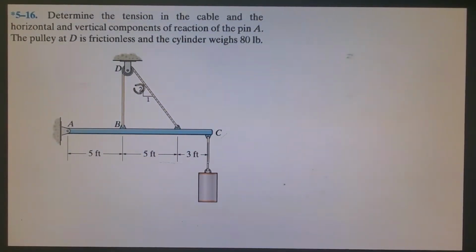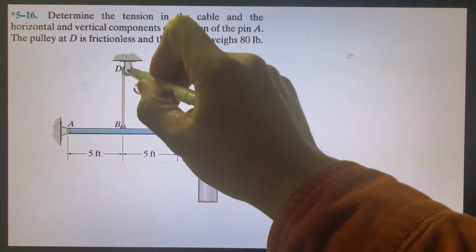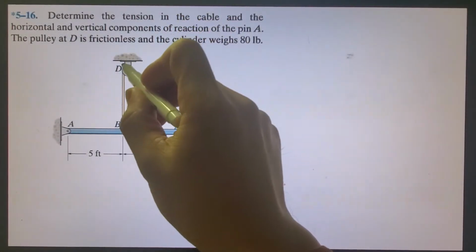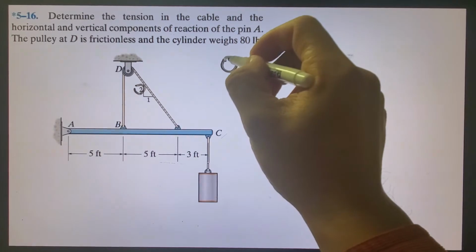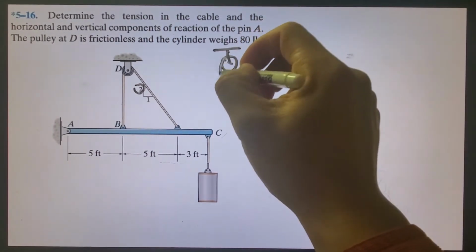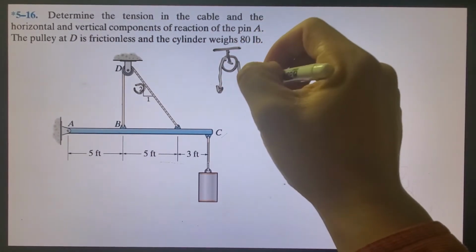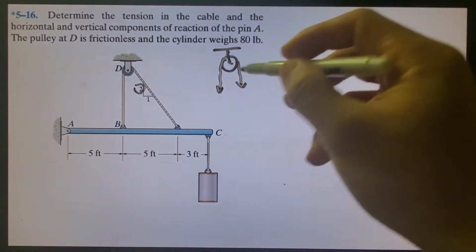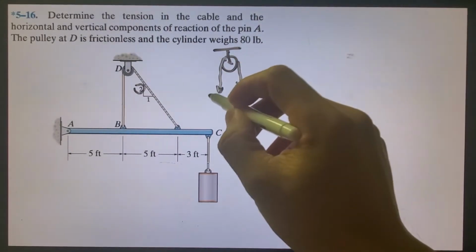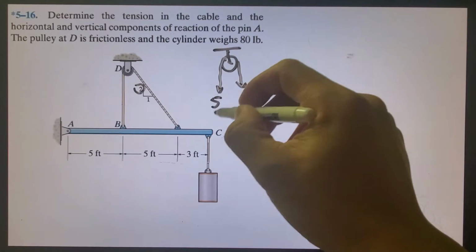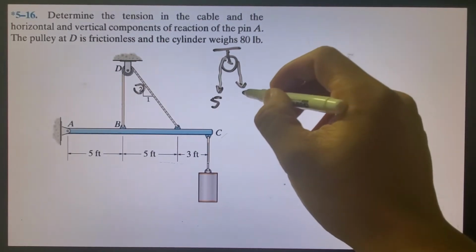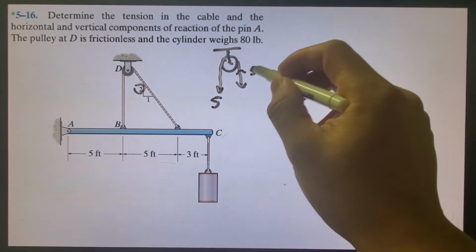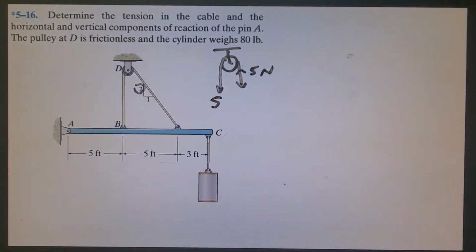All right, let's look at this problem. This is a pulley. What is the property of a pulley? If you have a pulley, that means the tension on both sides of the cable will be the same. For example, if you have 5 Newton pulling on this side, that means the other side will feel 5 Newton pulling it up.